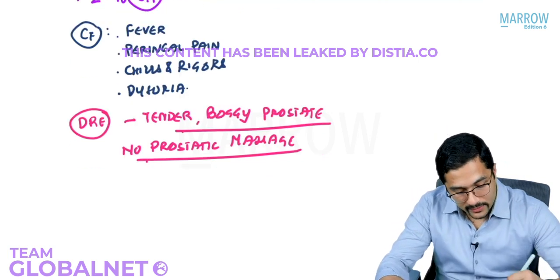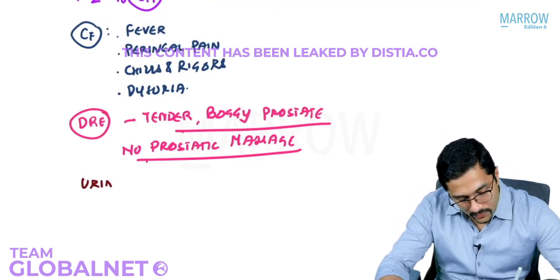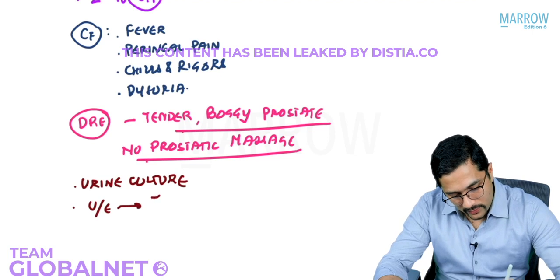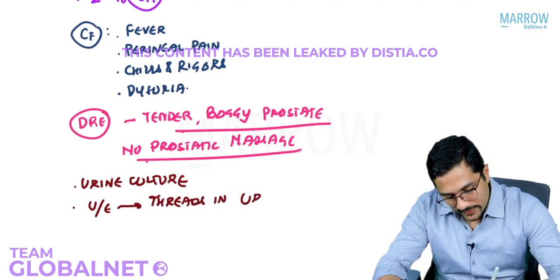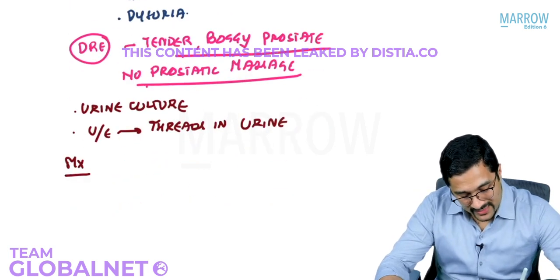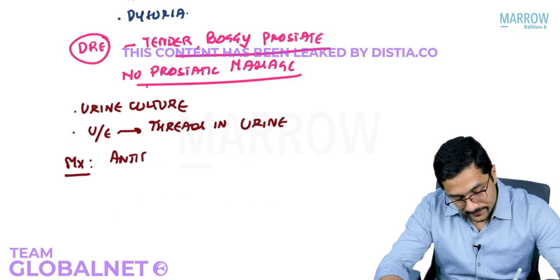Urine culture can be done, and urine examination is also going to reveal threads in the urine. There will be threads in the urine. The management, of course, is antibiotics.